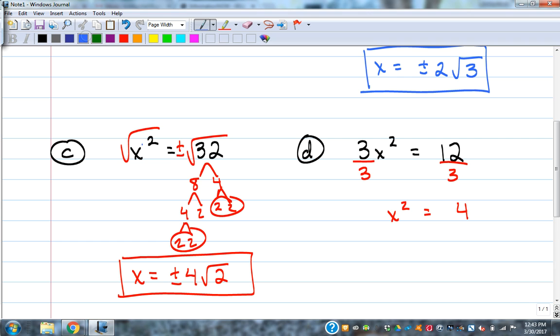What do you do now? The square root. What's the square root of 4? 2. So it's just plus or minus 2. Those are our 2 answers. Still easy so far.